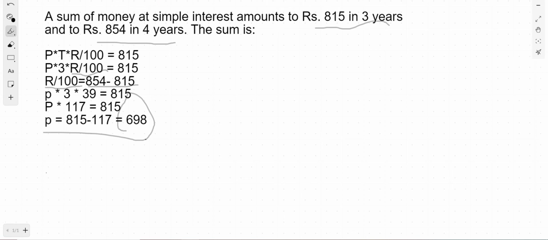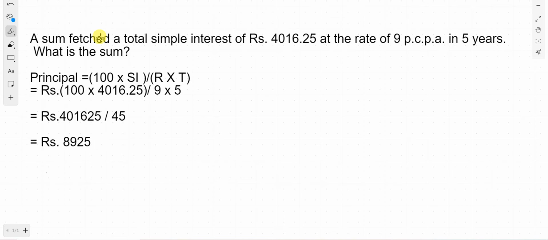A sum fetched a total simple interest of rupees 4016.25 at the rate of 9% in 5 years. What is the sum? I already told you that sum is the principal. So principal equals 100 into simple interest divided by R into T. We know that simple interest is 4016.25, the rate percent is 9 and time is 5 years. So we will just put the values in this formula and calculate.